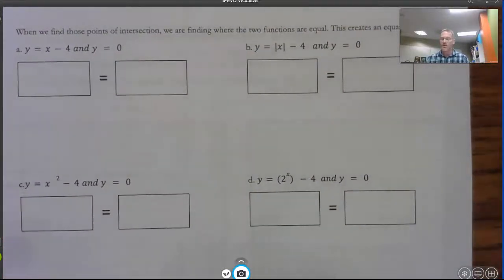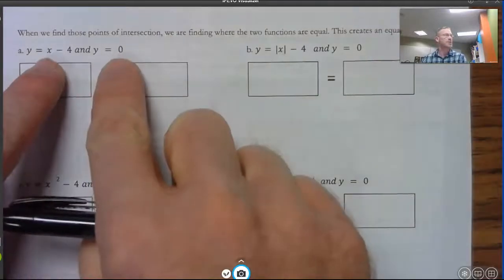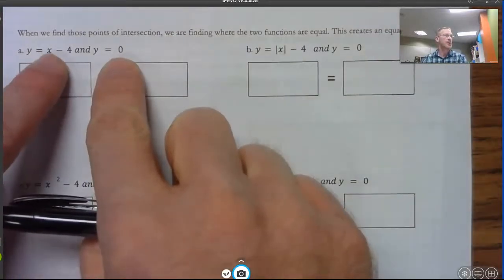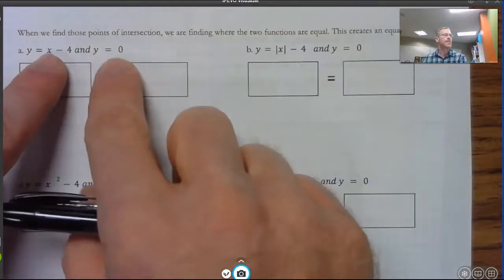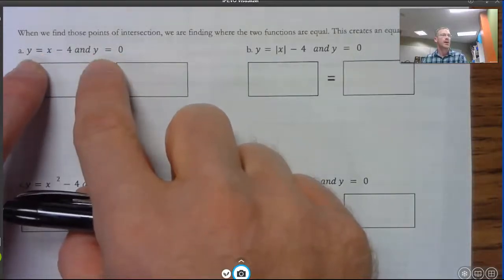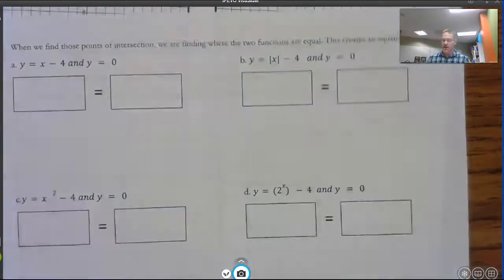All right, we are really finding where those two functions are equal. So what we're doing is we're going to take each of those functions and set them equal to each other, and this is what creates an equation. If we want to know where these two functions are equal, so y equals x minus 4 and y equals 0, if they're equal, that means they're going to have the same y value. All right, and we saw that in the graph, right?